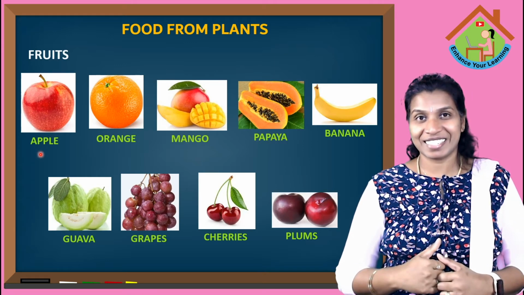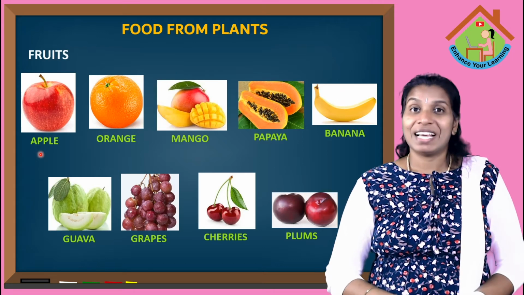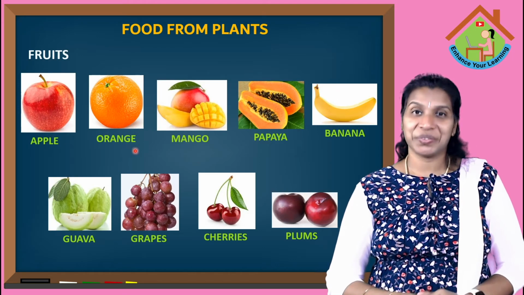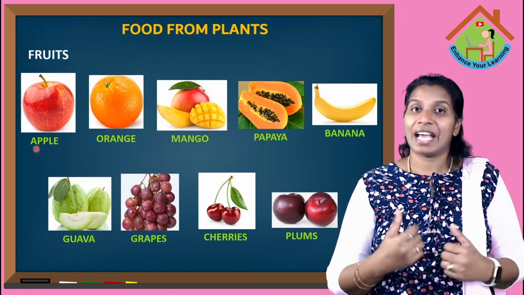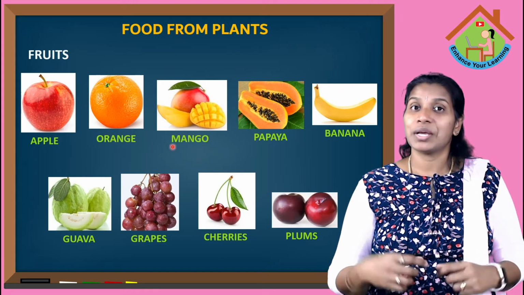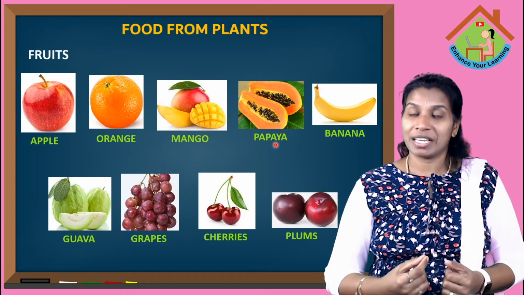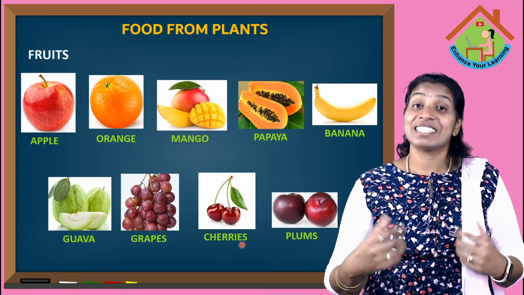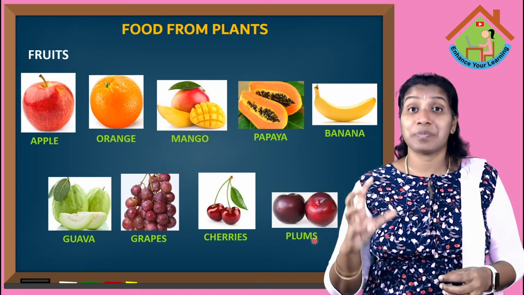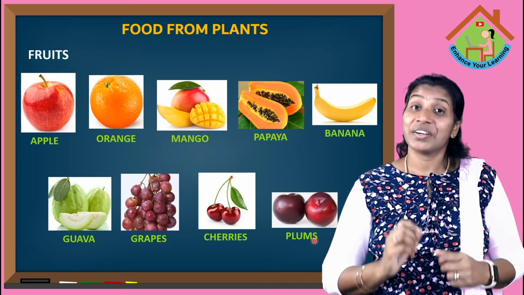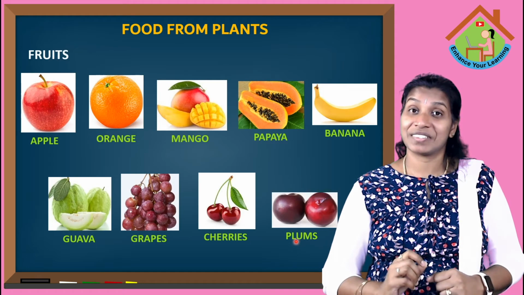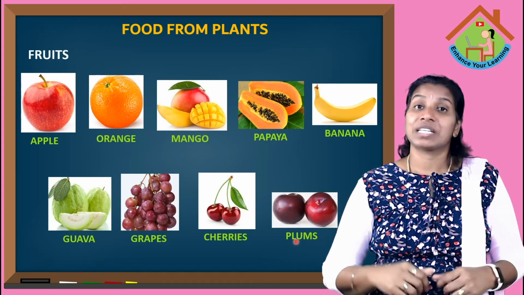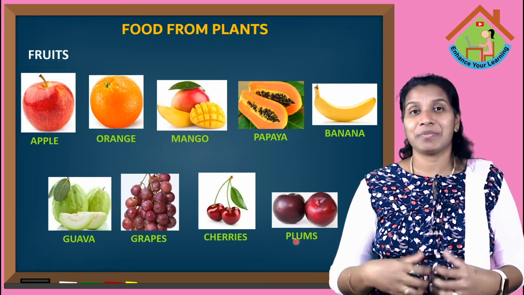Okay, kids, now let's see the examples of different fruits. Okay, apple, orange, mango, papaya, guava, banana, grapes, cherries, and plums. These are all the common fruits. Okay, and there are many more fruits available. Only a few examples I am giving for you.